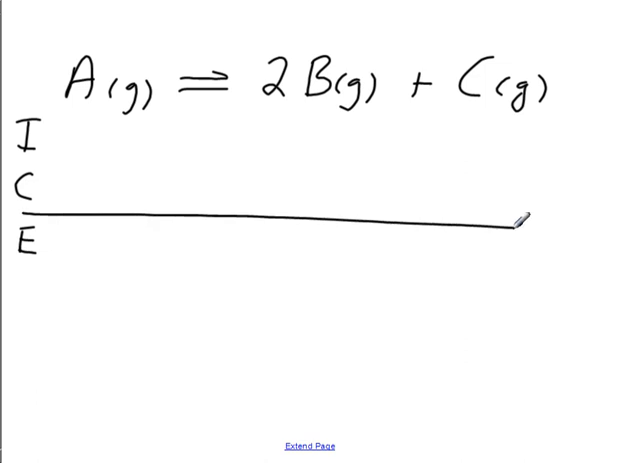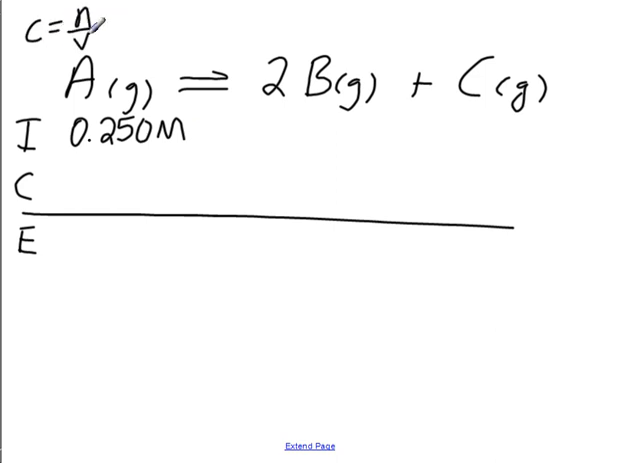Okay, we're setting up the ICE table because the question told us the starting conditions when it said that 1 mole of A is placed into a flask, and then it mentions equilibrium conditions when it tells us the concentration of C at equilibrium. So because it's telling us both starting and equilibrium information, we're going to use this table, which tells us the initial, the change, and the equilibrium conditions, to organize information. So the initial concentration of A, we want to use molarities, will be 0.25 molarity.